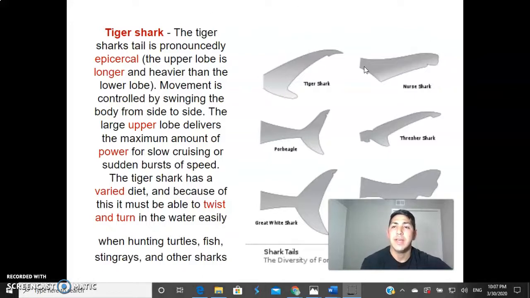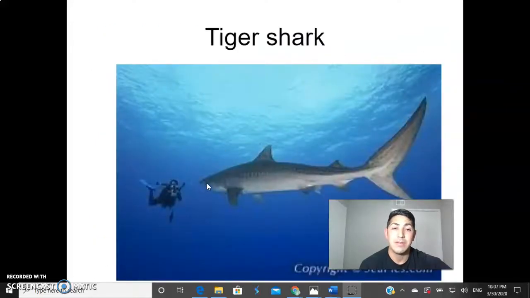So the tiger shark, the tail of the tiger shark is pronouncedly epicircle. So the upper lobe is longer and heavier than the lower lobe. Movement is controlled by swinging the body from side to side. The larger upper lobe delivers a maximum amount of power for slow cruising or sudden bursts of speed. The tiger shark has a varied diet, and because of this, it must be able to twist and turn in the water easily when hunting turtles, fish, stingrays, and other sharks. And here's that picture of a tiger shark, and you can see a diver right in front of him.